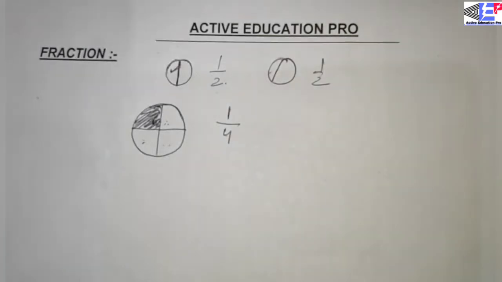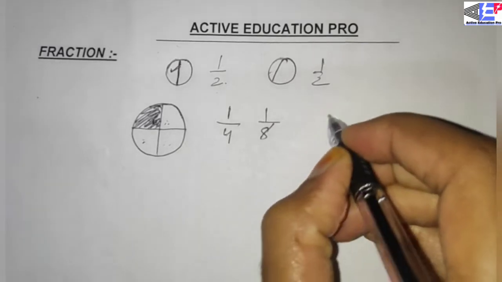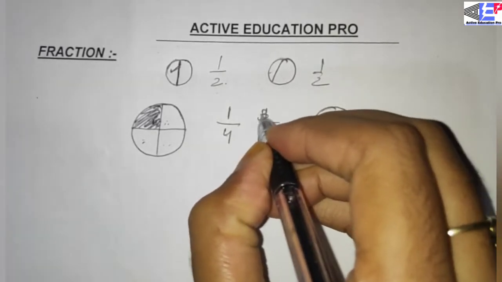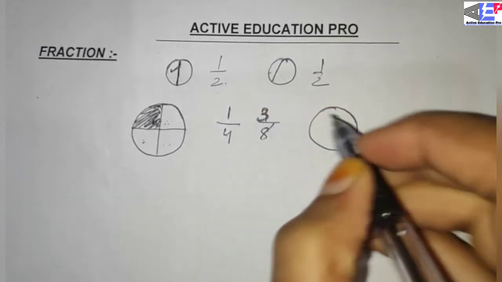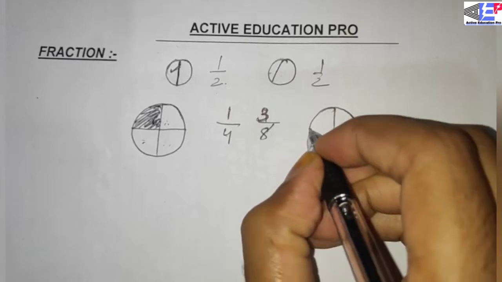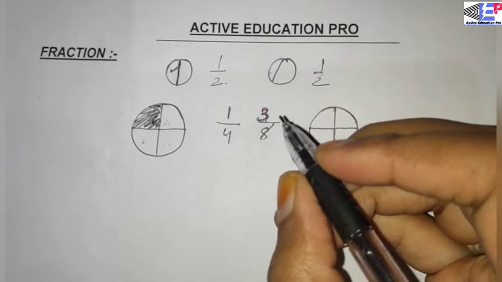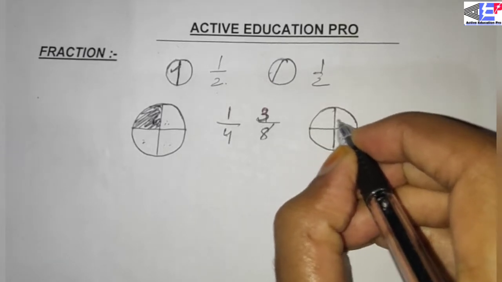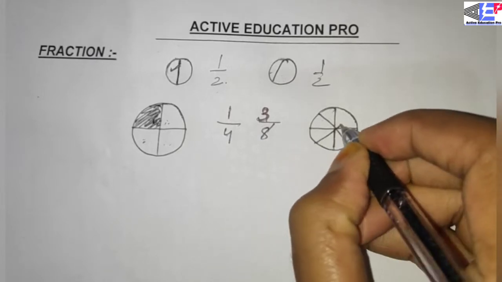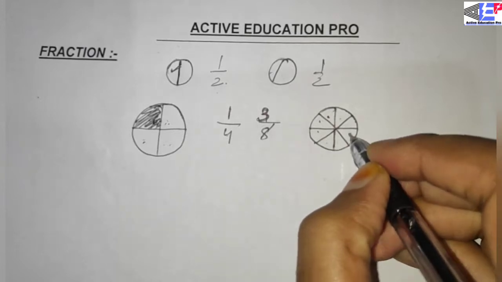Suppose you are given to do 3 by 8. Again you draw a circle. So first divide this circle into 8 equal parts because the denominator is 8. First divide it into 4 equal parts: 1, 2, 3, 4. Again divide it. Now it becomes 8 equal parts: 1, 2, 3, 4, 5, 6, 7, 8.